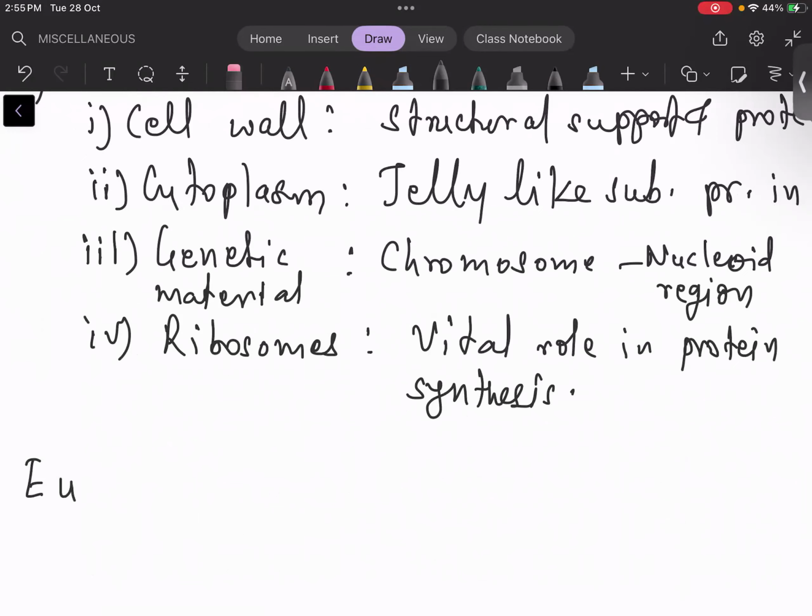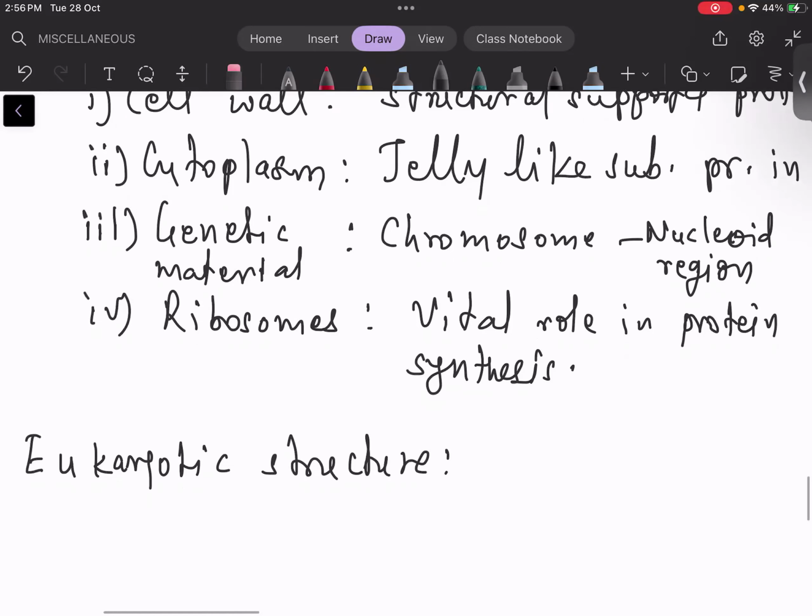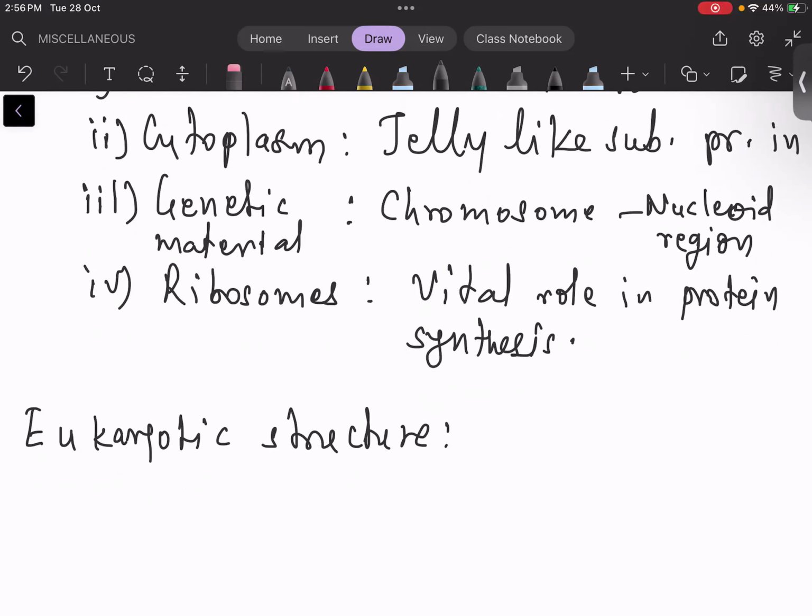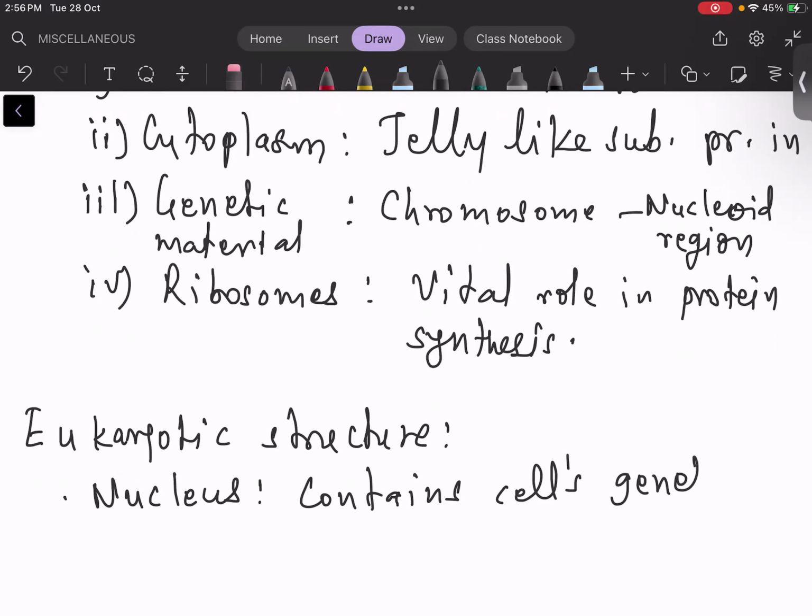Next, eukaryotic structure. Eukaryotes consist of what? Nucleus, organelles, cell wall, etc. So the first component is the nucleus, like in plant cells and animal cells. It contains the cell's genetic material.